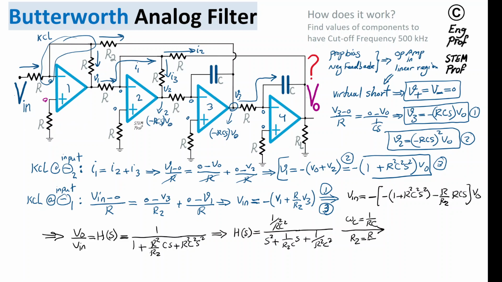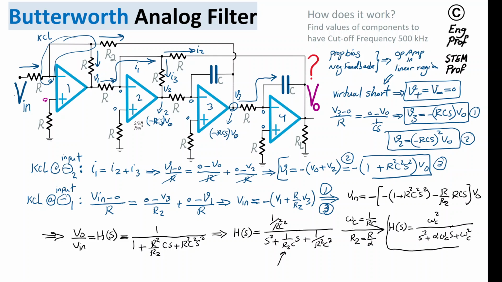So if we define R2 as R over alpha, then we can write the circuit this way: H of S equal to 1 over S squared, so we have omega C squared over S squared plus, effectively, alpha, given that I can substitute R2 with R over alpha and 1 over RC is omega C, then I get alpha omega C S plus omega C squared.